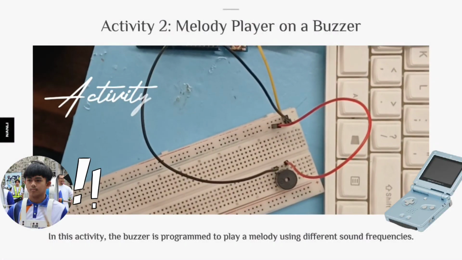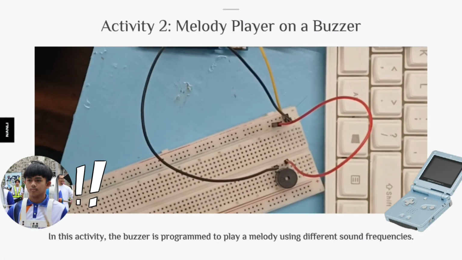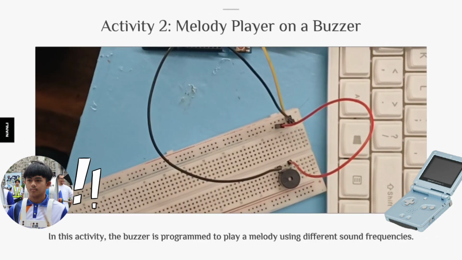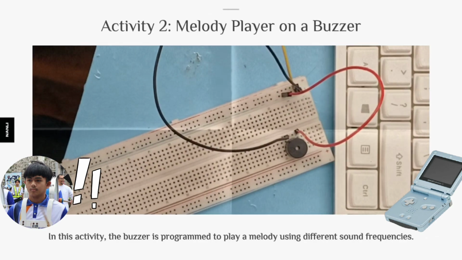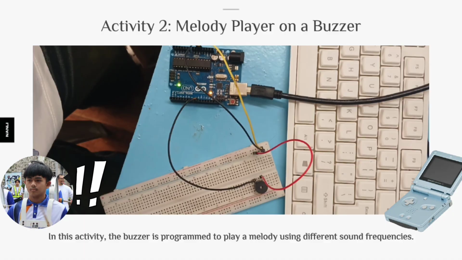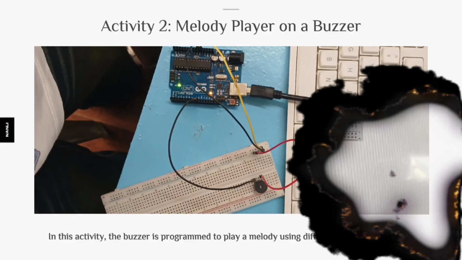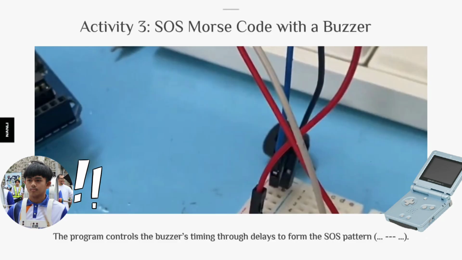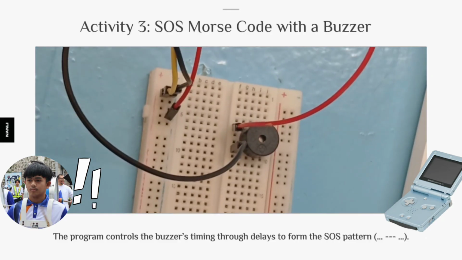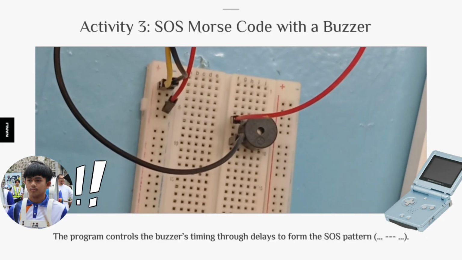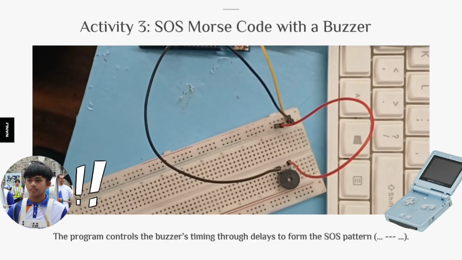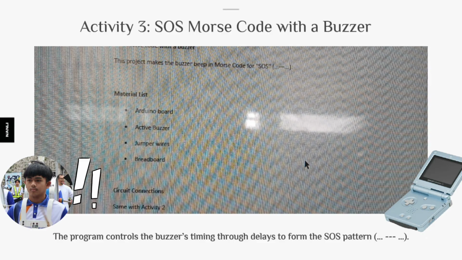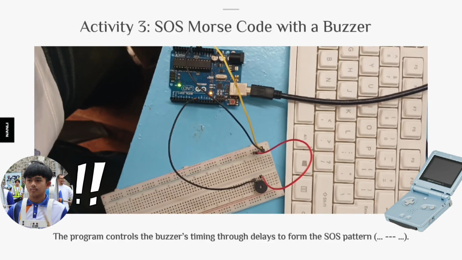Activity 2. Melody player with a buzzer. Each note is assigned a specific frequency and duration in the code. By sequencing these notes, the buzzer can play simple tunes, showing how coding controls timing and tone. Activity 3. SOS Morse code with a buzzer. This activity uses the buzzer to send the SOS signal in Morse code. Short and long beeps representing dots and dashes demonstrate how Arduino timing functions can represent communication signals.